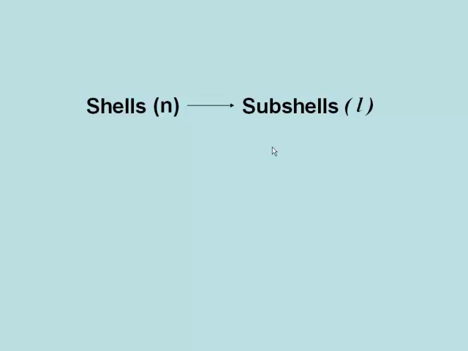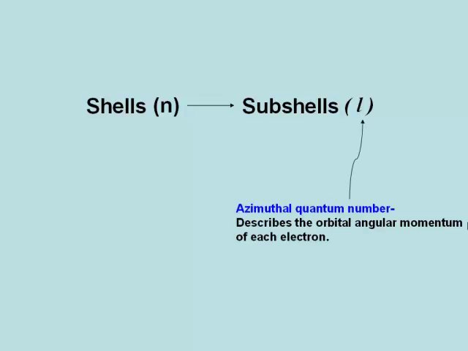Let us see how we have broken down the arrangements of electrons so far. We have the nucleus at the center, and the electrons can be found at different energy levels or shells, which are represented by the principal quantum number n. Within each of these shells are subshells, or atomic orbitals. Each subshell has a unique quantum number L, which is called the azimuthal quantum number. L describes the orbital angular momentum of each electron.